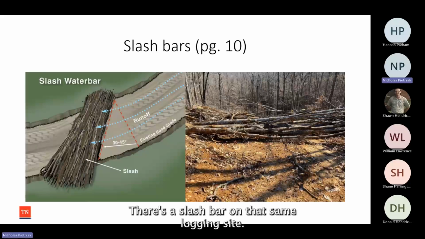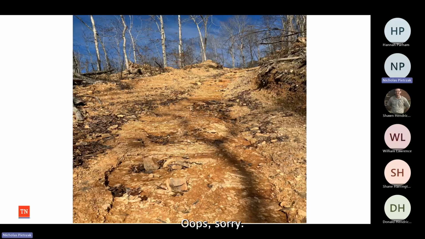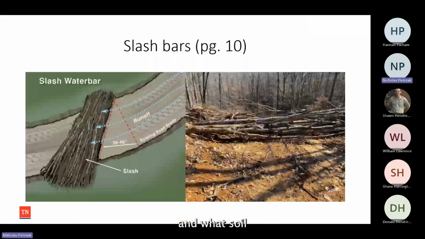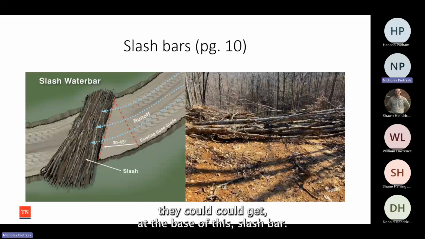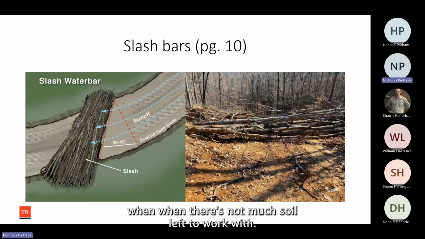Here's a slash bar on that same logging site. Another grainy picture, but it's put in at an angle properly. You can see that they really ran out of soil here. I did have them push up some finer debris, and what soil they could get, at the base of this slash bar, just to divert the water properly. But when there's not much soil left to work with, these slash bars really are sort of the best option.